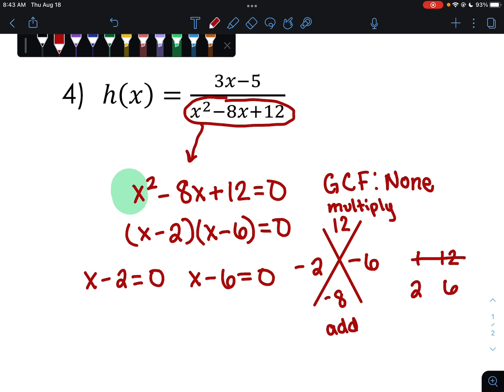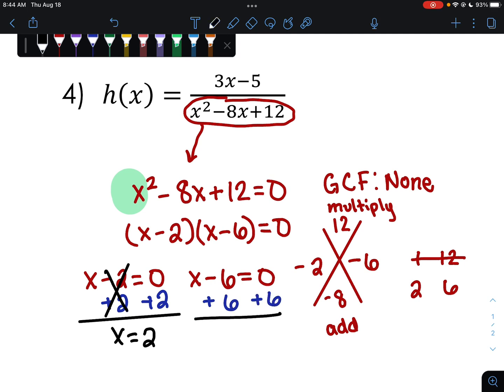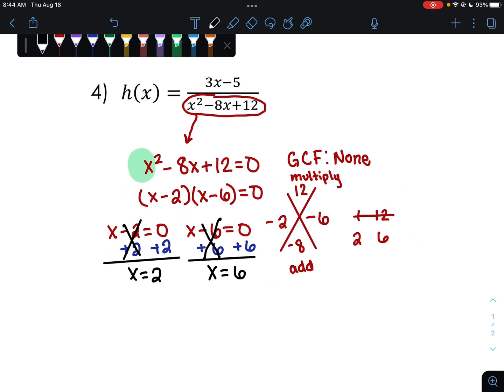So to solve this first one, I am going to add 2 to both sides. When I add 2 to both sides, the negative 2 and the positive 2 zero out, and I'm left with x equals 2. When I add 6 to both sides on my second equation, my negative 6 and positive 6 zero out, so I get x equals 6. So now we have two values that would make our denominator equal 0 and cause us to divide by 0.